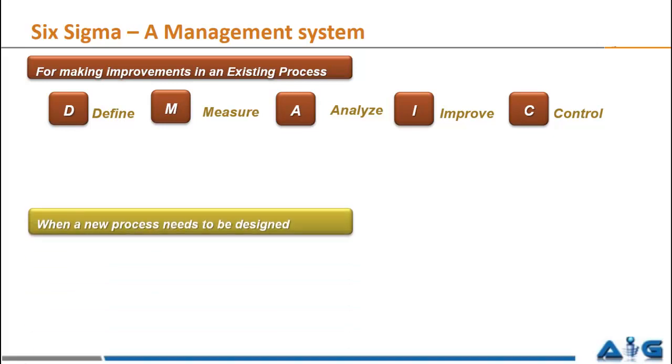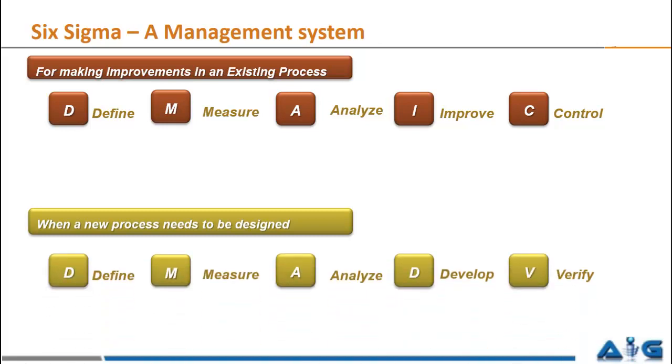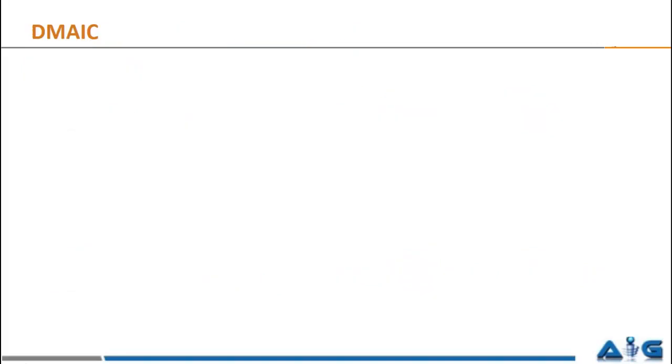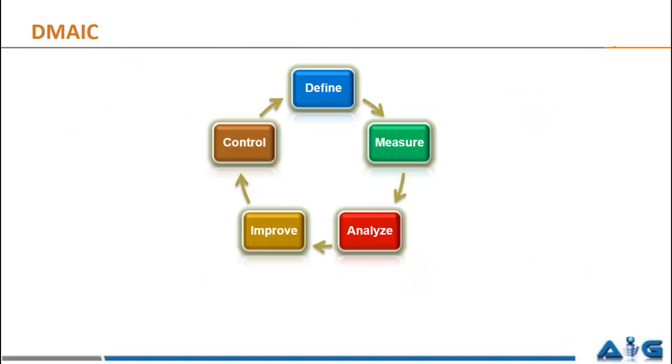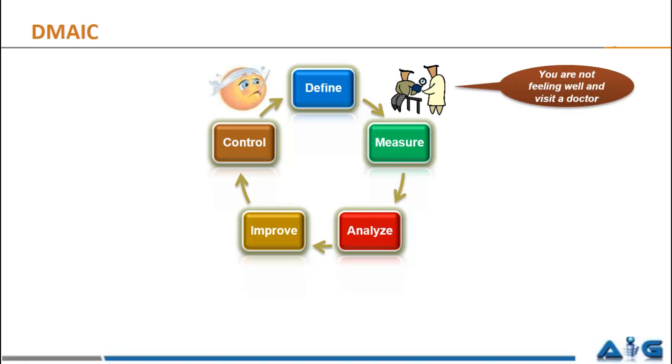improvements. When a new process needs to be designed, you are looking at another methodology referred to as DMADV, where D is an acronym for define, M for measure, A for analyze, D for develop, V for verify. Let me give you a simpler example to help you understand the DMAIC methodology. To understand the DMAIC methodology, let's use a doctor's analogy. You're not feeling well and you visit a doctor.